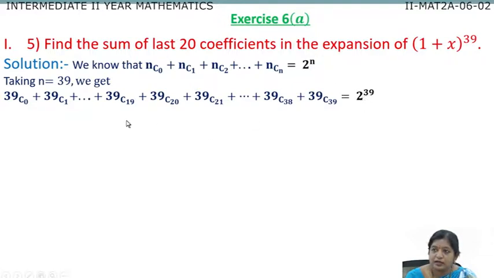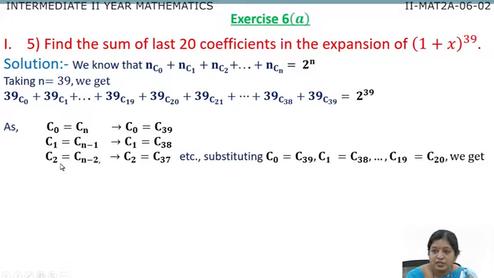In the middle, terms like 19, 20, 21 will keep coming. We have to write the expansion up to nCn, that is, up to 39C39. And we know that C0 is equal to Cn. As the n value is 39, I can replace C0 with C39. We know C1 is Cn-1, so with n value 39, C1 is 39-1, that is 38. C2 is Cn-2, so substituting n as 39, 39-2 which is 37.